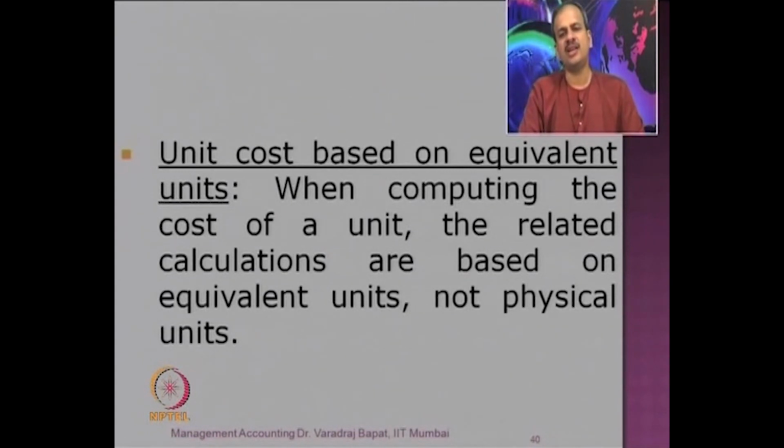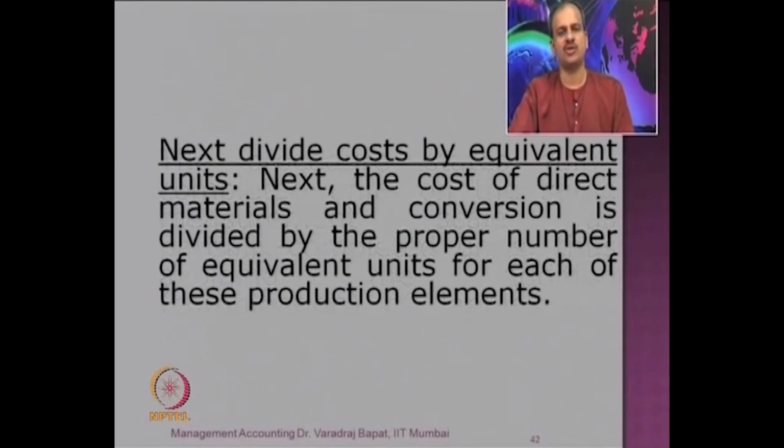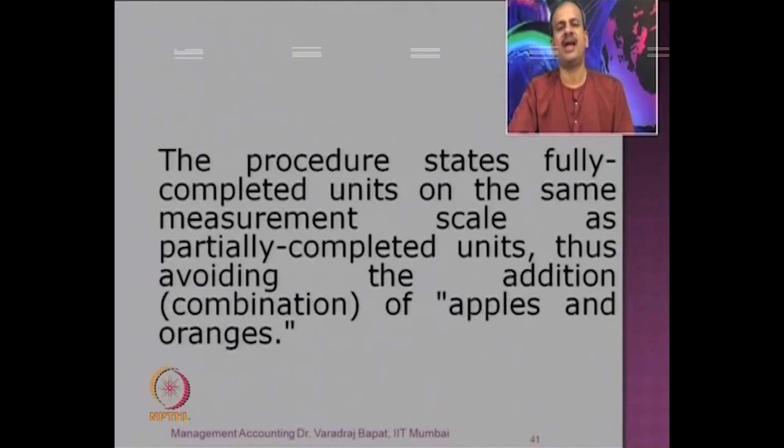So, for calculating the unit cost based on equivalent units, we take the total cost and divide it by equivalent units and not the physical units. You cannot add the total cost and divide it by some fully finished units and some partly finished units. So, we take all fully finished units and take proportionate or equivalent partly finished units, and the total equivalent units are divided so that we get a fair cost per unit.